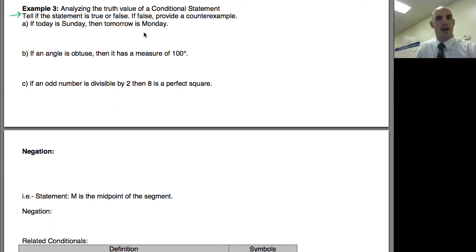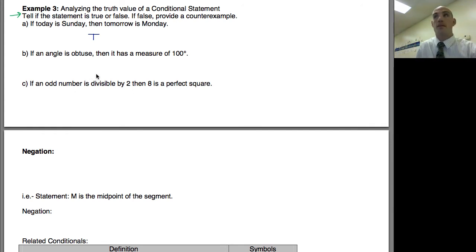If today is Sunday, then tomorrow is Monday. Does that logically follow? Today is Sunday. Could tomorrow be anything but Monday? Barring extreme circumstances, that has to be true. And so we don't need to provide a counterexample because it's true already.